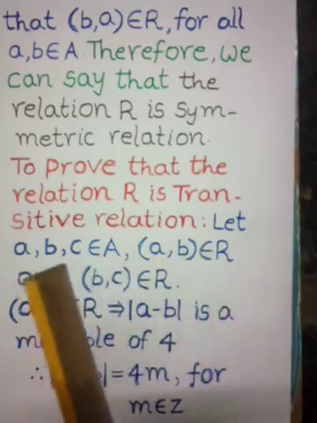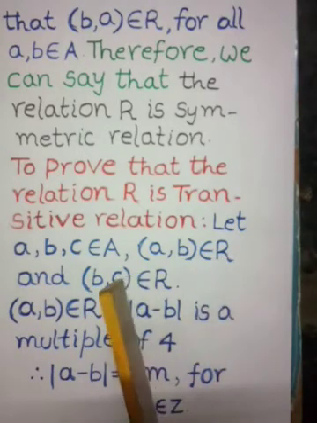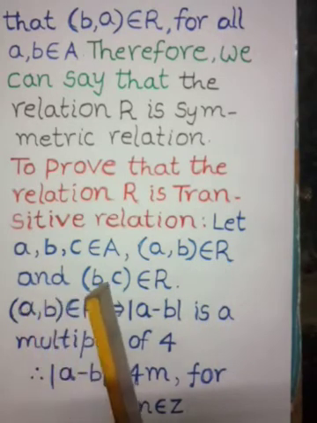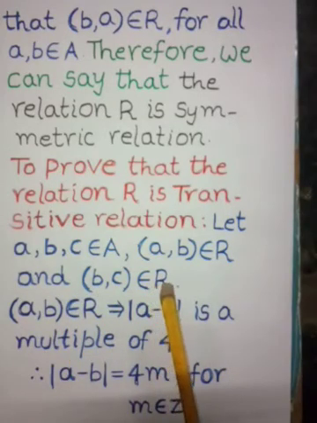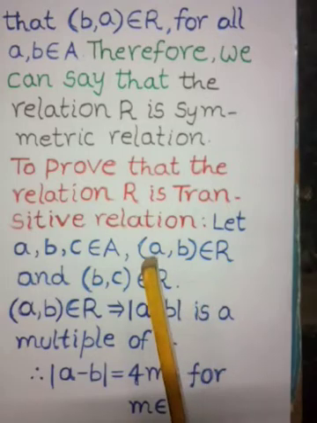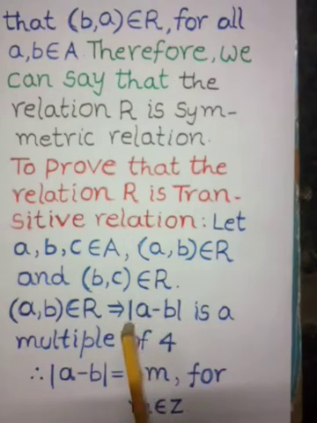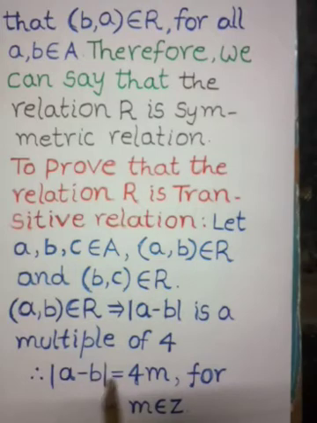We have taken any three elements from the set A, and we assumed that the ordered pair (A, B) belongs to R, meaning elements A and B satisfy the given relation, and similarly the ordered pair (B, C) belongs to R. It means elements B and C are also satisfying the given relation R. Therefore, from this statement, (A, B) belongs to R, we can write the relation between A and B in the form of a statement like this: modulus of A minus B is a multiple of 4. Therefore, we can write modulus of A minus B is equal to 4m for m belongs to Z.